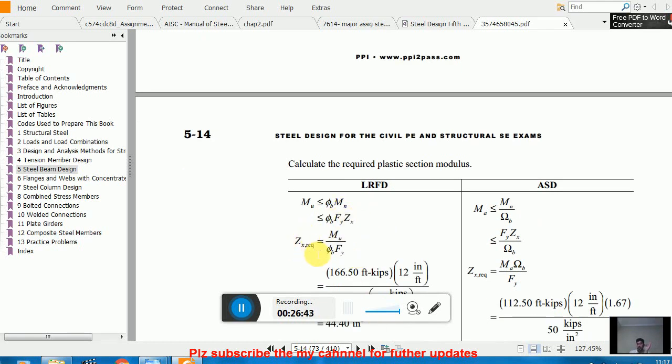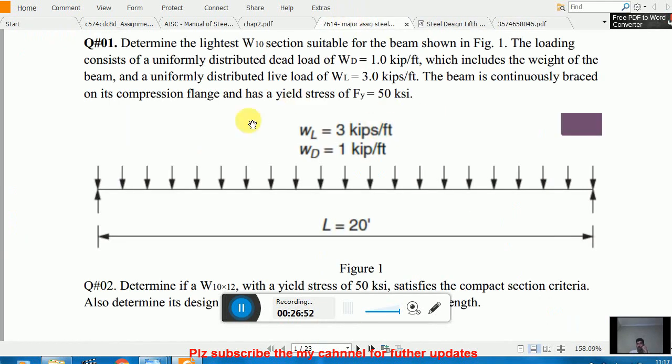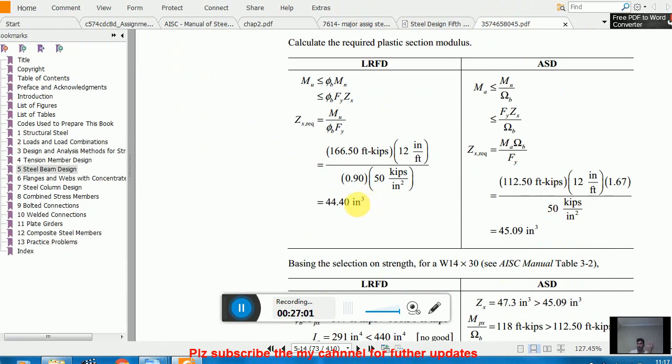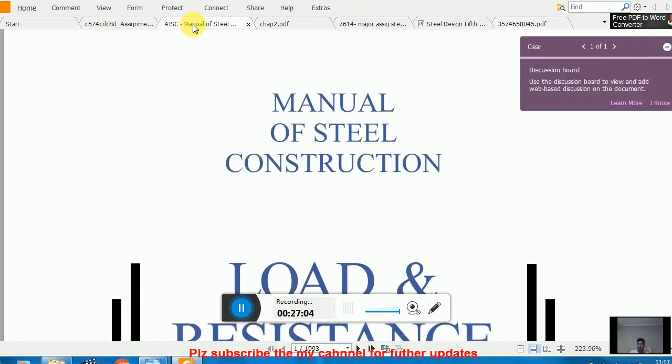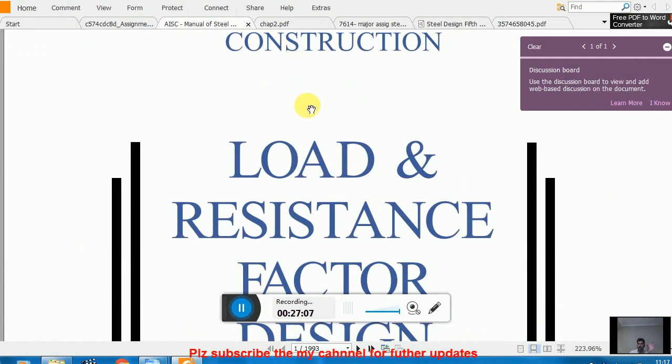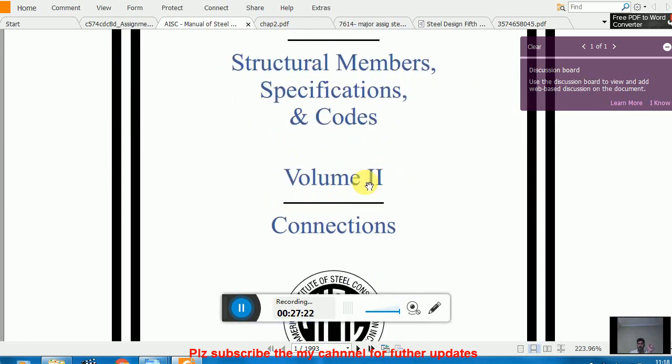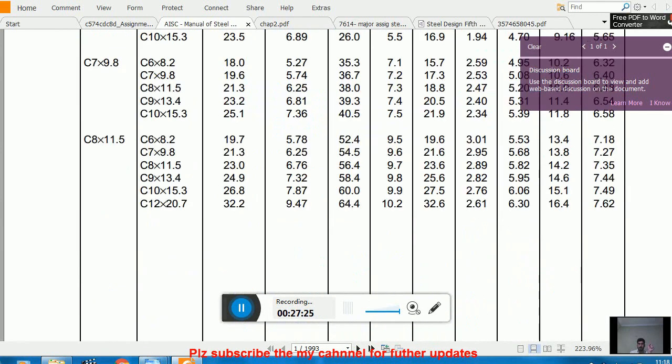Now you required the plastic section modulus Zx, so you calculate that Zx. We did this calculation in this example, in question number 2. You calculate your required Zx. Now you need to choose your section, and the selection of the section is very simple. You just need to go to your manual and find the Zx table, which is Table 3-2 in the manual. I think this is the 14th edition of AISC, not this one. In this one the section is the Zx table.